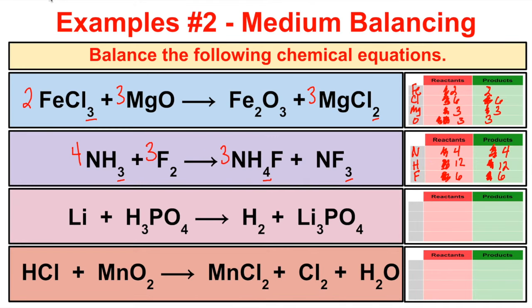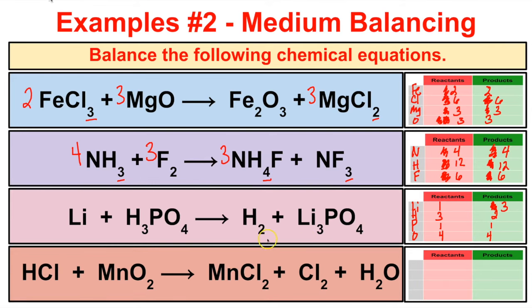Let's take a look at this next one. In this one here, we have lithium, hydrogen, phosphorus, and oxygen. On the reactant side, we have 1 lithium, we have 3 hydrogens, we have 1 phosphorus, and we have 4 oxygens. And on the product side, we have 3 lithiums, we have 2 hydrogens, we have 1 phosphorus, and we have 4 oxygens. So our chemical equation is unbalanced.